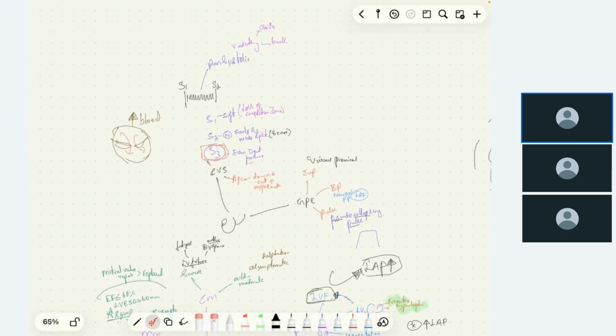I am mentioning this because S3 is also seen in left heart failure. Even if the patient doesn't have left heart failure, in patients with MR, that is mitral regurgitation, S3 will be heard. The murmur we see is a pansystolic murmur radiating to the axilla and back.